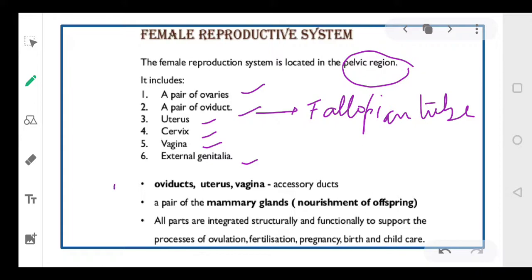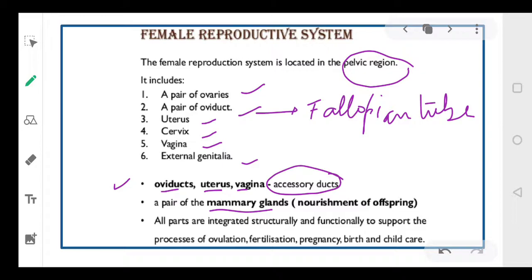Now coming to the oviducts. Oviducts, uterus, and vagina are referred to as the accessory ducts. Then there is a pair of mammary glands. The mammary glands provide nourishment to the baby. The newborn baby is not able to eat food like we eat, so the mother feeds the child with the help of her mammary glands.